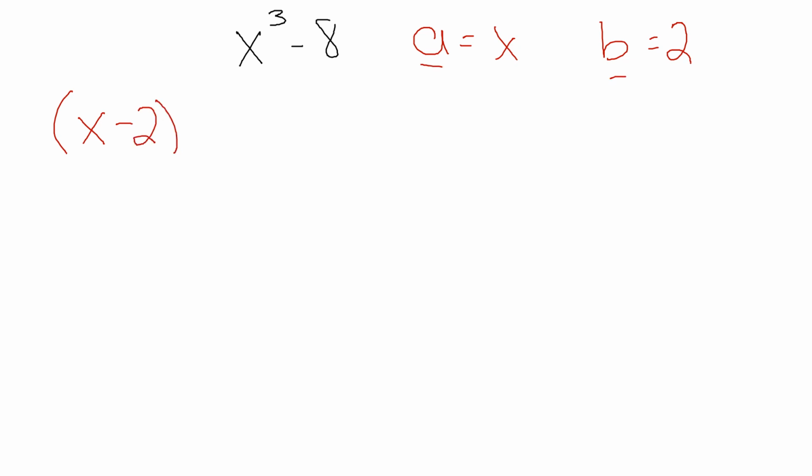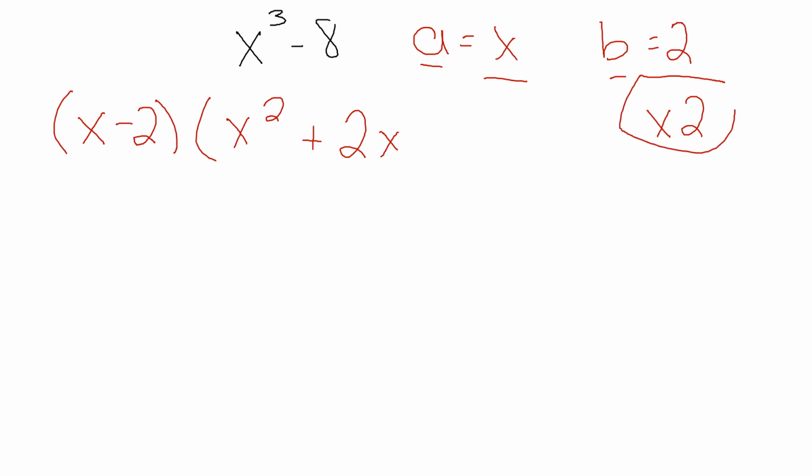times A squared, which is x squared, plus AB. Now when I say AB, technically it's x times 2, but this looks weird. We want the coefficient written first, so just change it to where the coefficient is written first. Because those are being multiplied, x and 2, I can rearrange the order. Plus B squared, which is going to give me 4. And that whole big old thing is my answer.